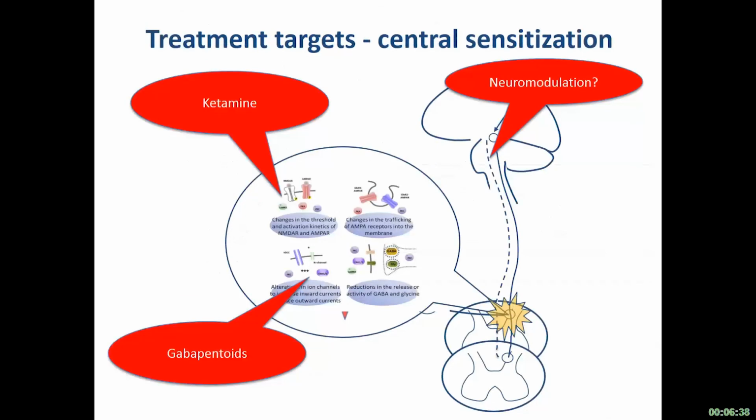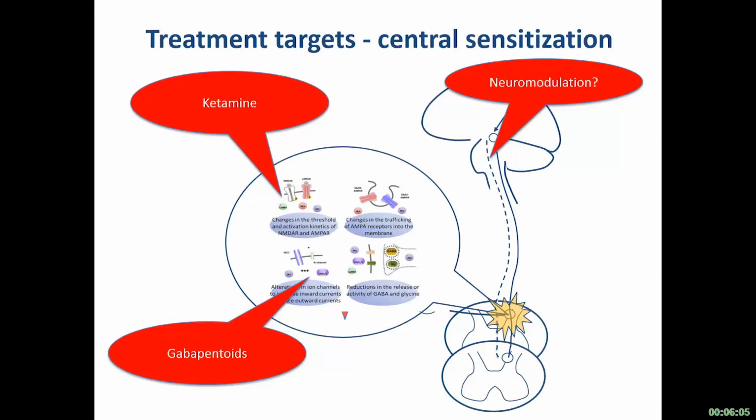So the last question is, of course, can we then target these central changes? We have already discussed very briefly some of the mechanisms that are associated with central sensitization, namely the changes in the activation kinetics of the NMDA receptor. This can be antagonized by ketamine. And we have also talked about changes in ion channels, particularly the presynaptic calcium channels that can be modulated or blocked by gabapentinoids. And also another remedy may be neuromodulation.